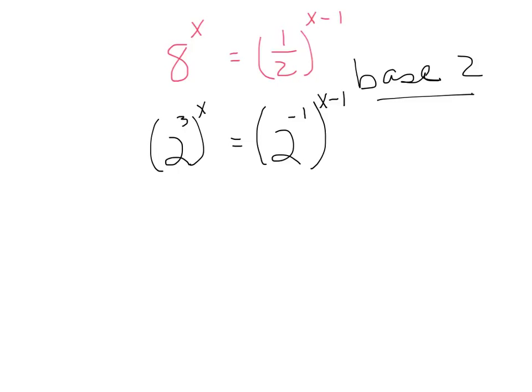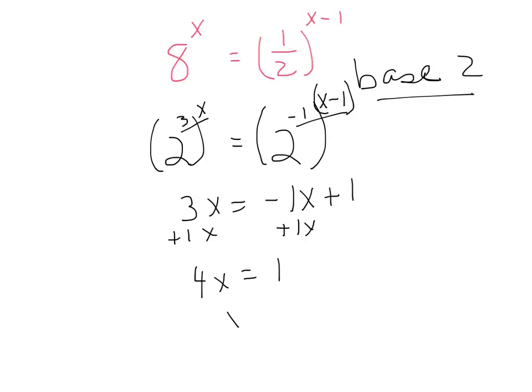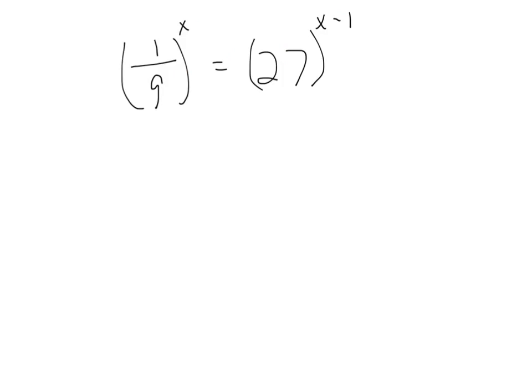So now that they're both common base 2, I can take my product here, which is 3x, equals, and I'll take my product here, which is negative 1 times x plus 1. Again, remember to distribute that. When I add 1x to both sides, because that's what I want to do, I'll get 4x equals 1. So x will be 1/4. It's perfectly legitimate to get a fractional value here. So don't think, oh no, I did something wrong. You didn't.